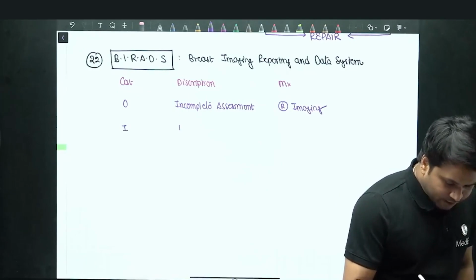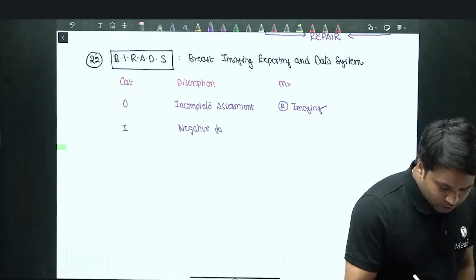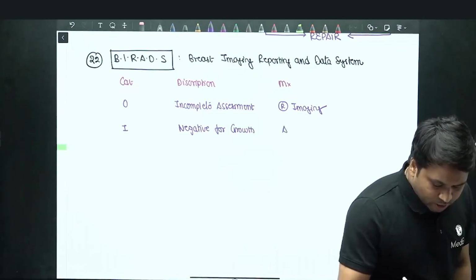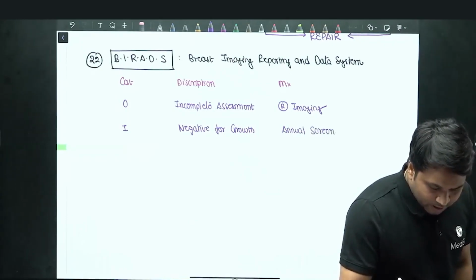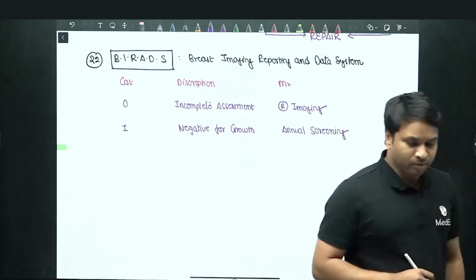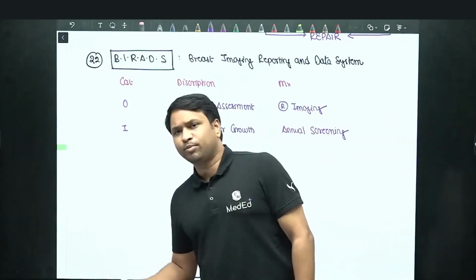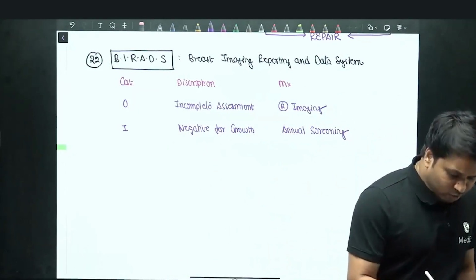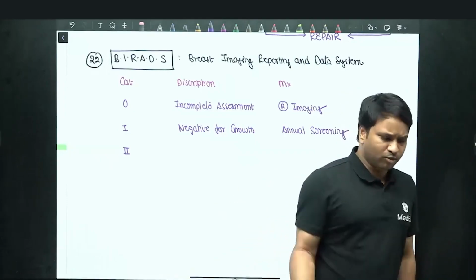Category 1, it is negative. Negative for growth. That means there is no lesion, nothing. So I'll ask the patient to continue her annual screening. So there is no problem in this category. All patients of your breast screening program for breast cancers should always get a category 1, negative for growth. Ask the patient to come back next year for the same.